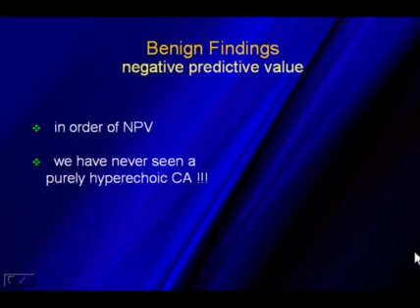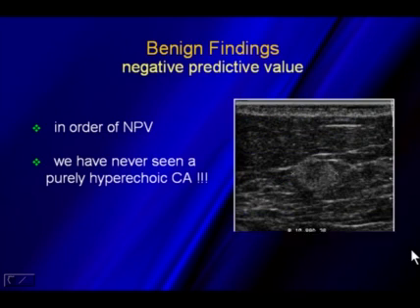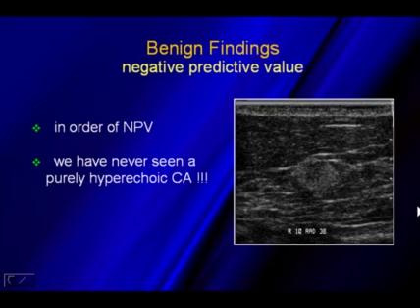Looking at our negative predictive value, we have never seen a purely hyperechoic cancer. Now, about once a year we'd get a case like this that would be sent in to Dr. Stavros, and they would say, look, this is a purely hyperechoic cancer, but is it? Look in the center. There is a 2 millimeter hypoechoic central portion that we can see, and what we're noticing is just this thick echogenic halo surrounding the lesion.